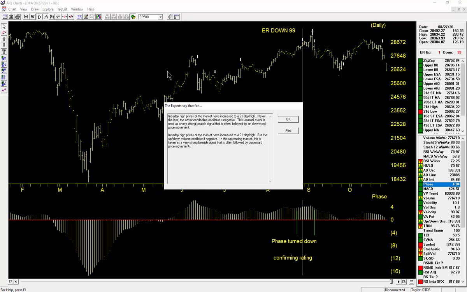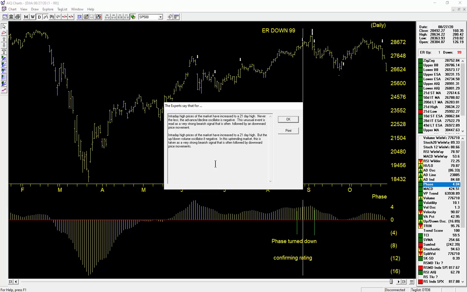That initial expert rating was strongly to the downside because of these two major rules. The intraday high prices had reached a 21-day high, but the advanced decline oscillator, which measures the advances and declines on the New York Stock Exchange, was negative. So prices had been going up, but the internal stocks were not. And this is a very strong bearish signal that is often followed by a downward price movement.